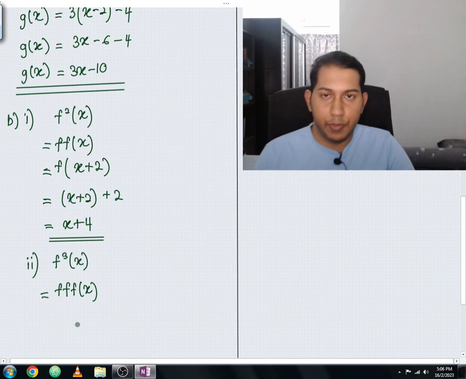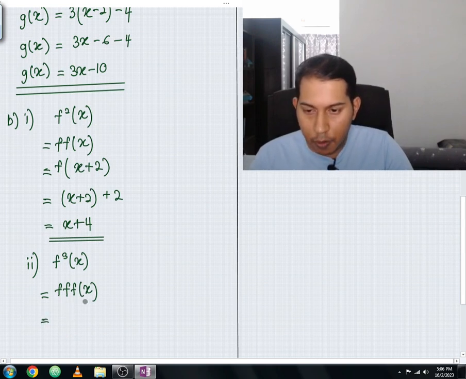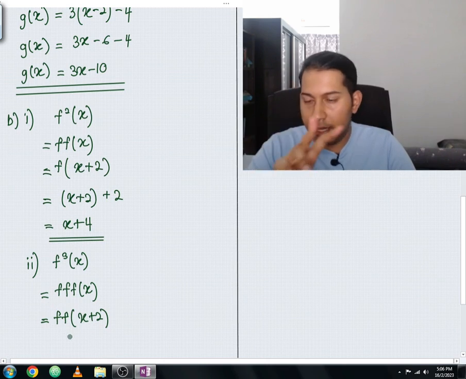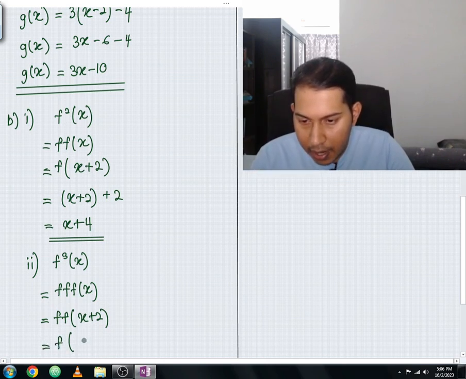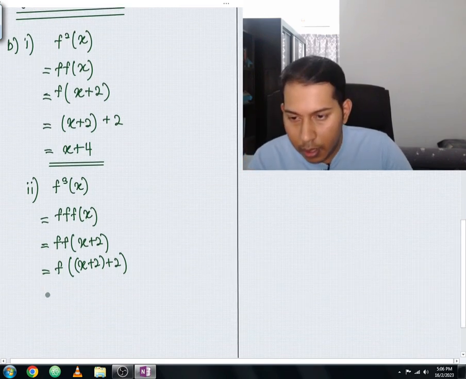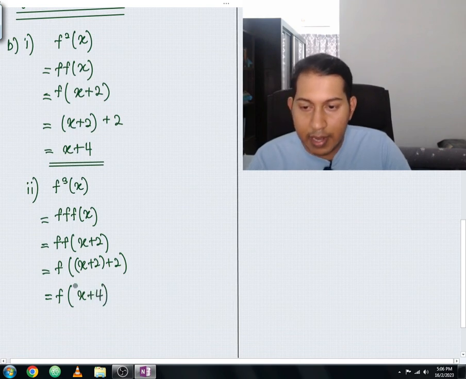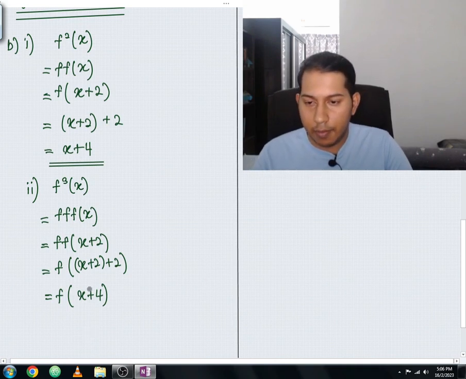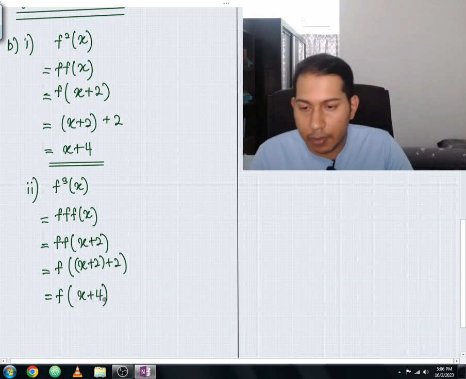So 1, 2, 3. Let us start our first one. From your first working, f in this case will be x plus 2. This x plus 2 will be mapped through the function f for the second time. So f in a bracket, x plus 2, plus 2, and then equal to f in a bracket, x plus 4. Then this x plus 4 will be mapped into the function f again for the third time. That's why I'm telling you that you need to be careful in this working.